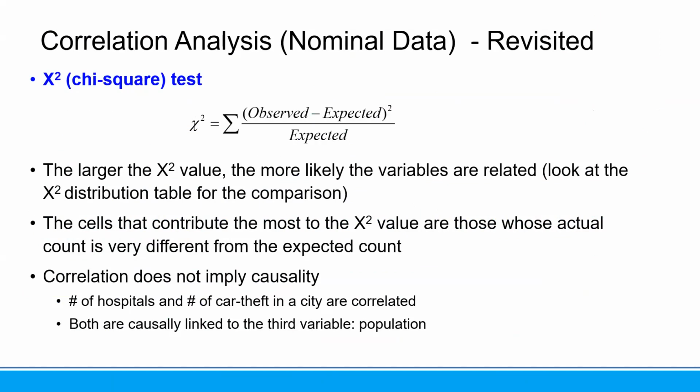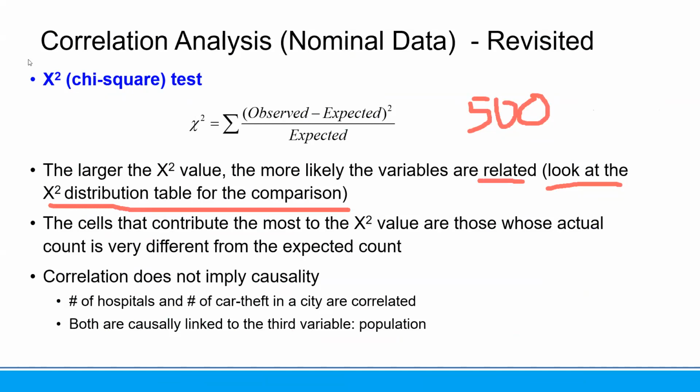So last time the value was about 500 something. I forgot the 500 something. So it is a very high value. And for this high value, you need to look at the chi-square distribution table for a comparison. It depends on how many nominal data you have, so there is a standard in the chi-square distribution table. Because it is very high, we can say that it is very highly related.